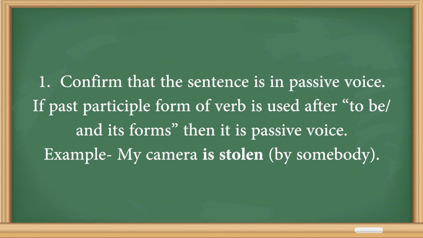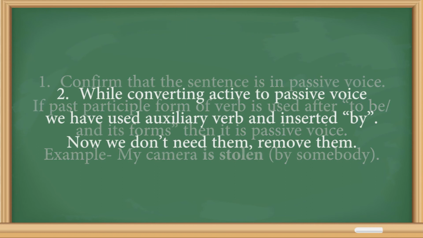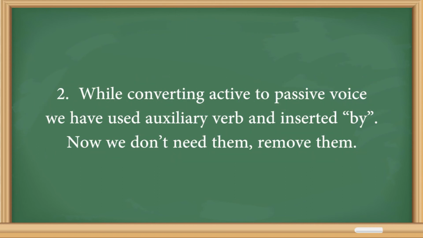Example: my camera is stolen by somebody. Now this "by somebody" is normally not given in the examination. The question will be only: my camera is stolen. And the moment you see an auxiliary verb followed by a past participle, you must understand that this is a passive construction. Another point: while converting active to passive voice, we used an auxiliary verb and inserted by. Now we don't need them, so remove them.